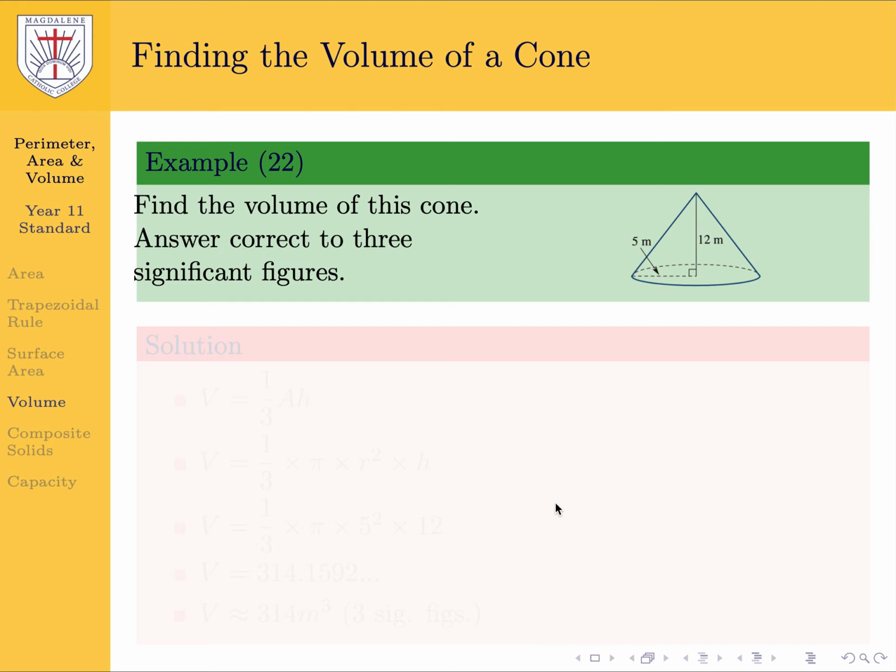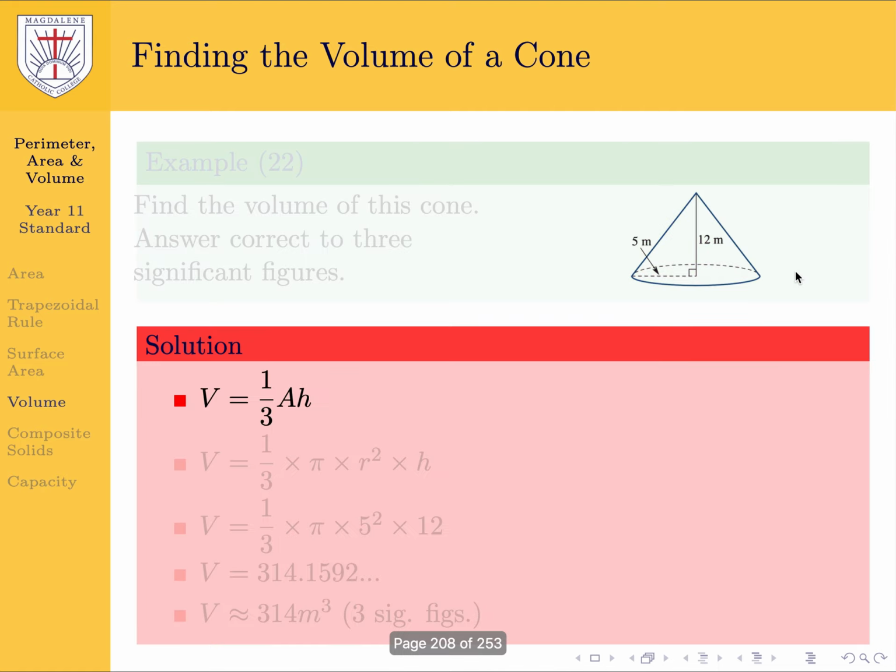Going on to an example of finding the volume of a cone, we need to find the volume of this cone, and we need to answer correct to 3 significant figures. So we can see that the radius is 5 meters and the height is 12 meters. So the volume, of course, is 1/3 times A times H. And in this case, the area is the area of the circle. So we're going to substitute, instead of A, we're going to have pi times R squared, which is the area of the circle. And then the height stays the same.